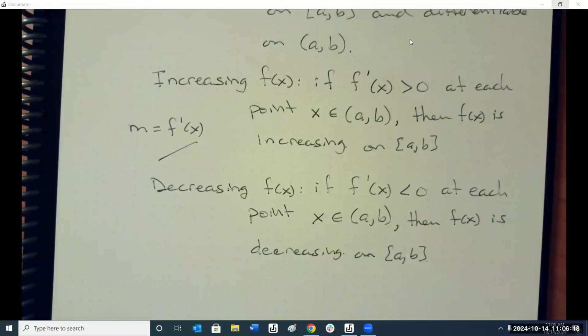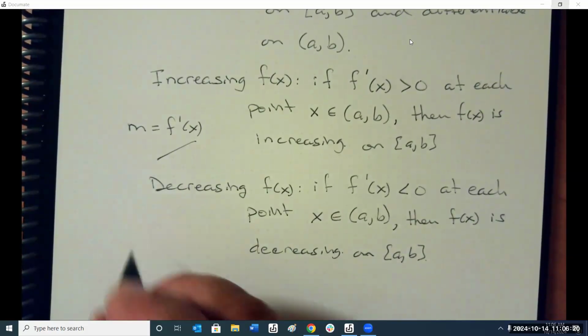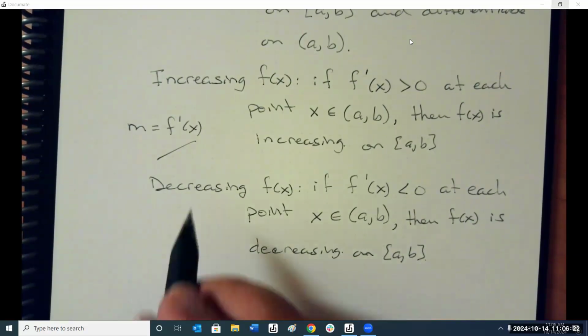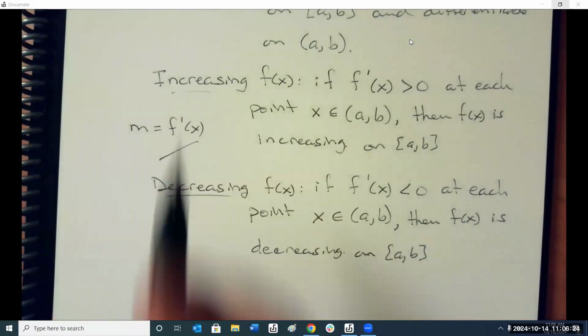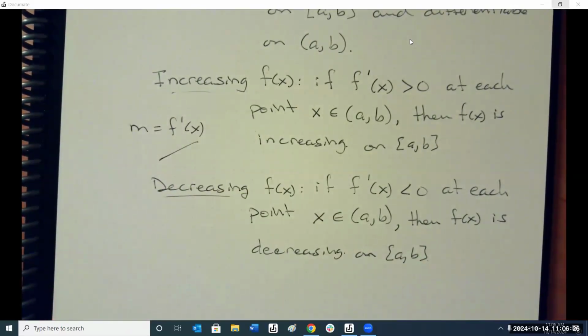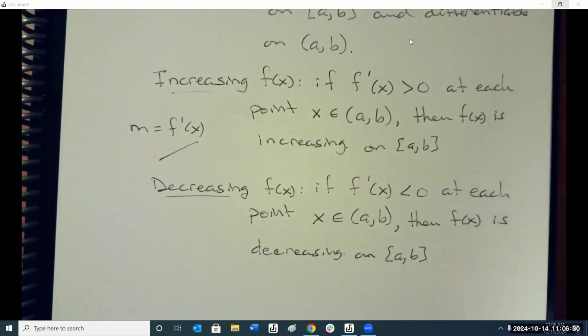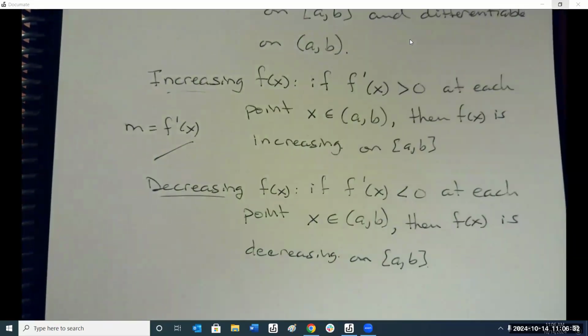So basically, what we're looking at here is the slope. Same as algebra. If the slope is positive, it's going up. If the slope is negative, it's going down. Simple as that. Let's look at an example here. And then also using calculus, we can find out on what intervals it is increasing or decreasing.